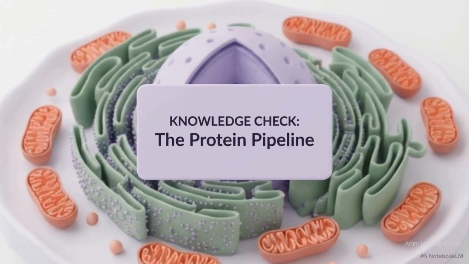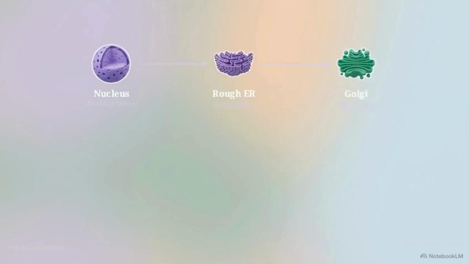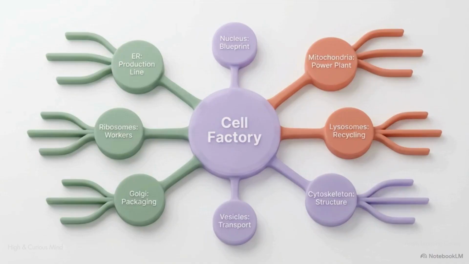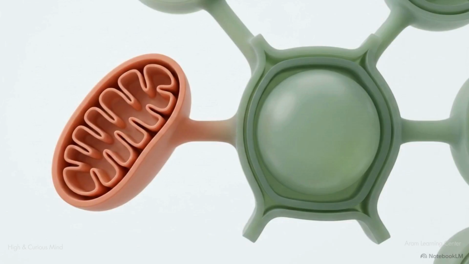Mentally trace the path of a protein from its instructions to its final packaging. The sequence begins in the nucleus, moves to the rough endoplasmic reticulum for assembly, and finishes in the Golgi apparatus for shipping. Let's align the remaining departments. The SER synthesizes lipids, the mitochondria produce ATP, and the Golgi handles packaging. Capture a screenshot of this summary. It organizes the essential test terms, the nucleoid-nucleus distinction, the RER and SER functions, ATP production on the cristae, and the large plant vacuole.